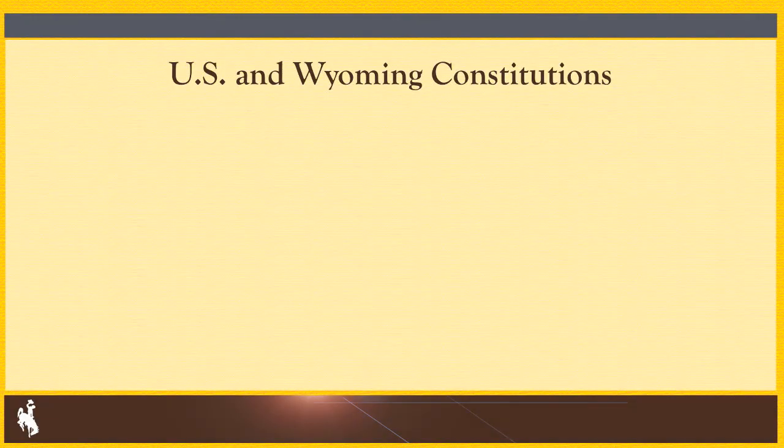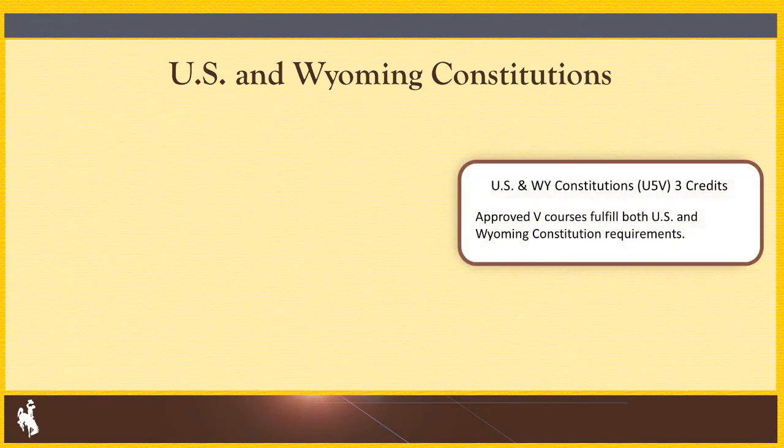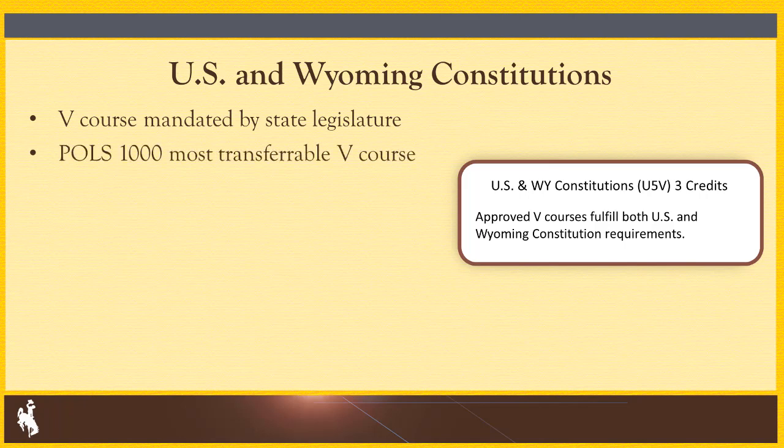The final USP attribute is the V, or the U.S. and Wyoming Constitution. This is a requirement that's mandated by the state legislature. Students are required to take a course that covers the U.S. and the Wyoming Constitution. Political Science 1000 is the most transferable V course across all UW majors. That's a great one for students to take if they're not sure where they want to go or what they want to study, as it's a specific major requirement for quite a few majors.